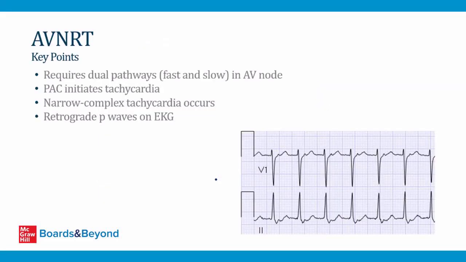And so bottom line is AV-NRT is relatively uncommon, and it can be hard to understand this as a first or second year med student. But on this slide, I've written down the key points that I think you should know about this arrhythmia. So first of all, you should know it requires dual pathways, fast and slow, in or around the AV node. It requires a PAC to initiate the tachycardia. It creates a narrow complex tachycardia like what we see on the screen here, and you can also find retrograde P waves on the EKG.